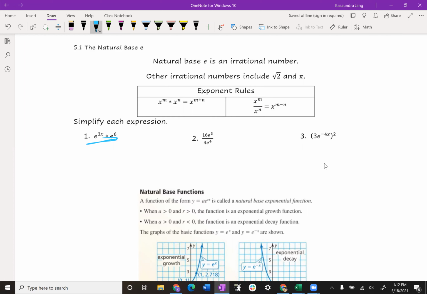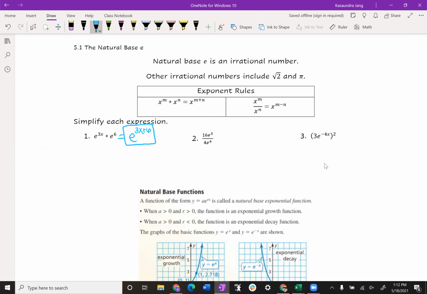So these ones both have the same base and they're multiplied. So I think I'm gonna go with this multiplication rule here where I add the exponents. So I'm gonna have the same base here, e, and I'm going to add the exponents, 3x plus 6. One of them has an x, the other does not. They are not like terms, so that's actually as good as it's going to get right there.